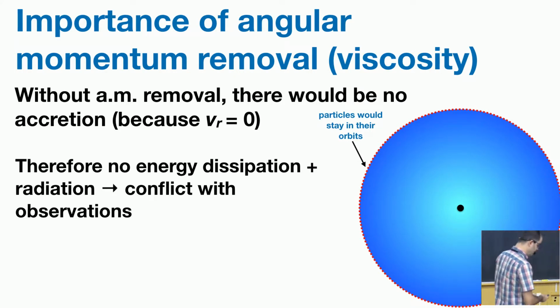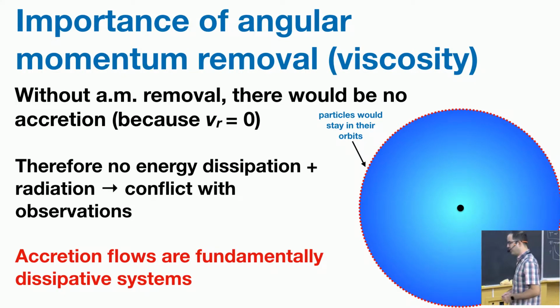Without some process for angular momentum removal, okay? If you have some process of angular momentum removal, in other words, some viscosity, you generate thermal energy in the system, okay? If there is no energy dissipation, no viscosity, there will be no radiation from the system. And this would be in conflict with the observations of several systems. So there must be some process removing angular momentum from the system. Do you have any questions?